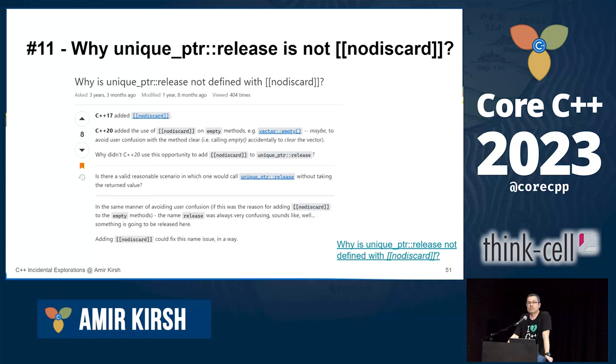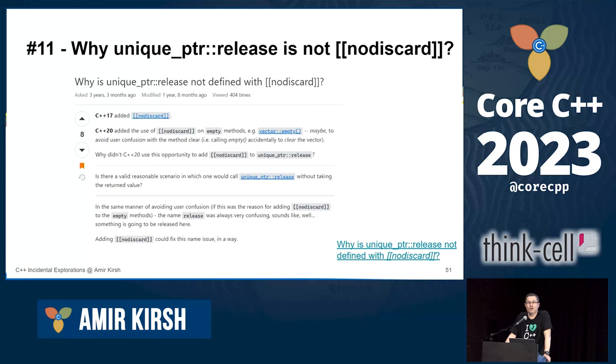So they added nodiscard, so we'll not get confused between empty and clear. But they didn't add nodiscard on release. And I was curious why. So I asked the question on Stack Overflow and I got a really good answer. It was proposed. It was discussed in the ISO committee process. And then some company came up and said, well, we checked. In 3% of our code base, we actually call release and don't get back the pointer. And the reason is that we hold the pointer somewhere else. The name doesn't really matter, the company, Google.